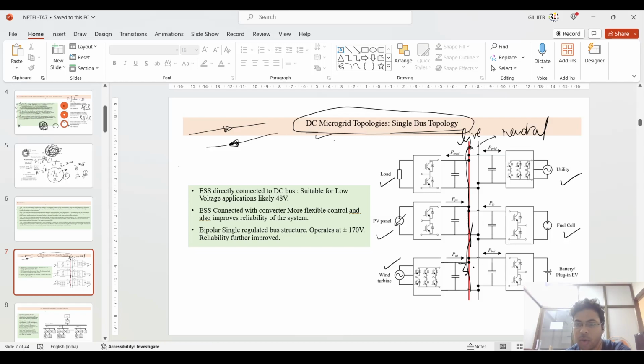It will draw power. The power will be taken from the battery also to this point of the fault, and the wind also supplies the fault. This PV also supplies the fault. This fuel cell also supplies the fault.